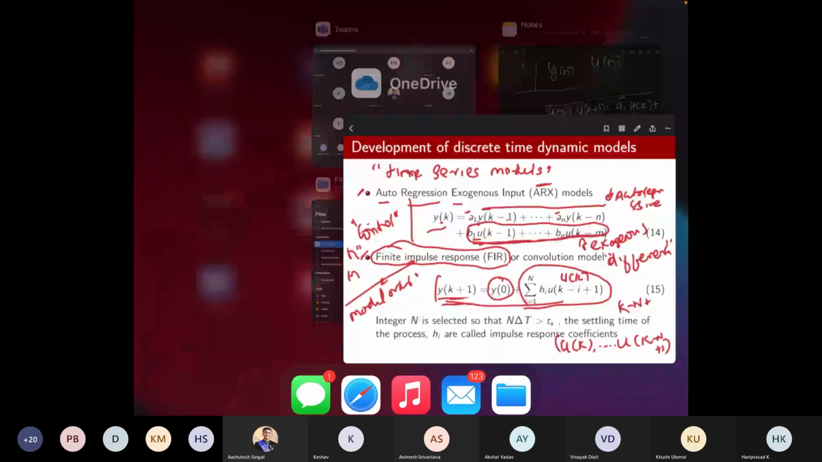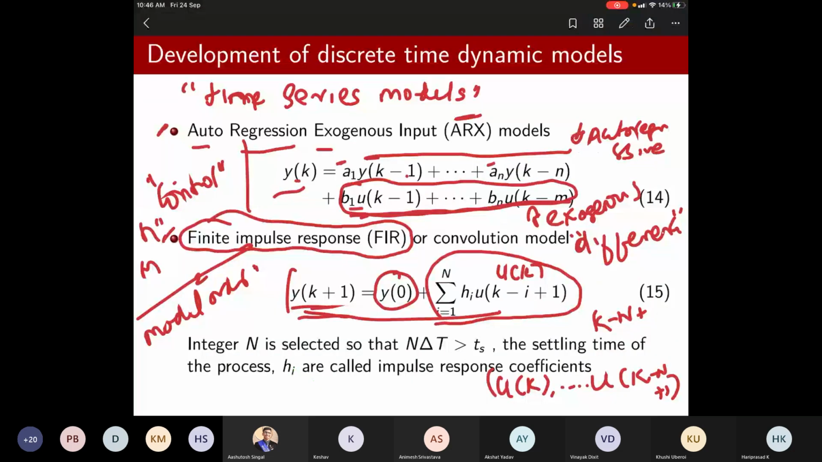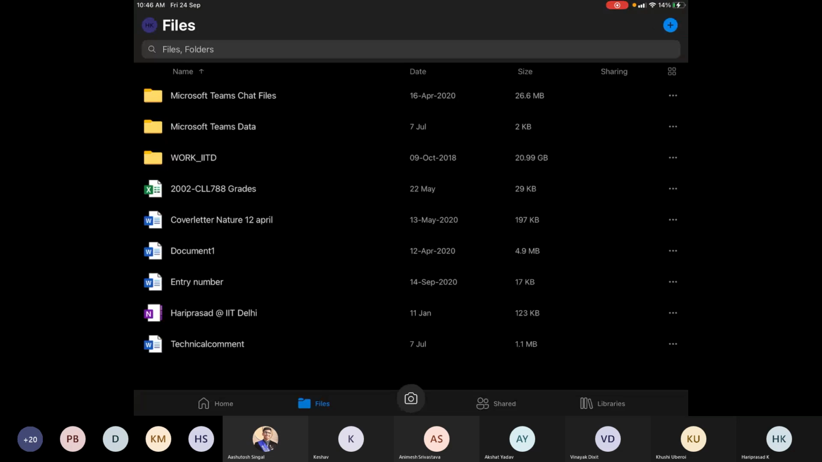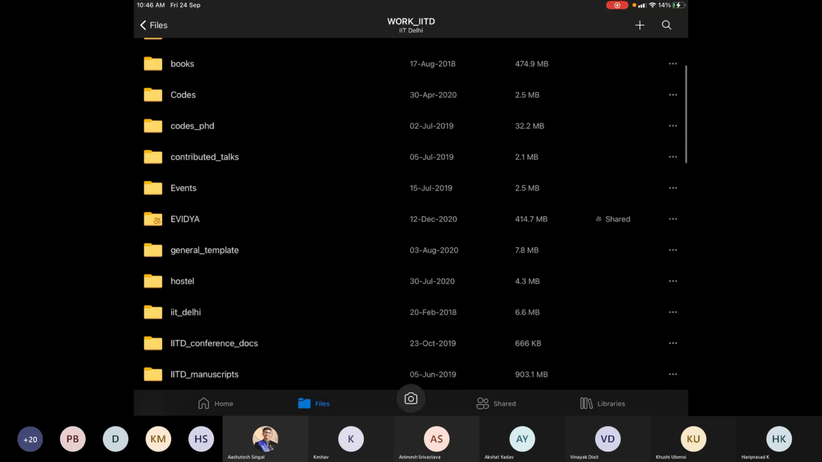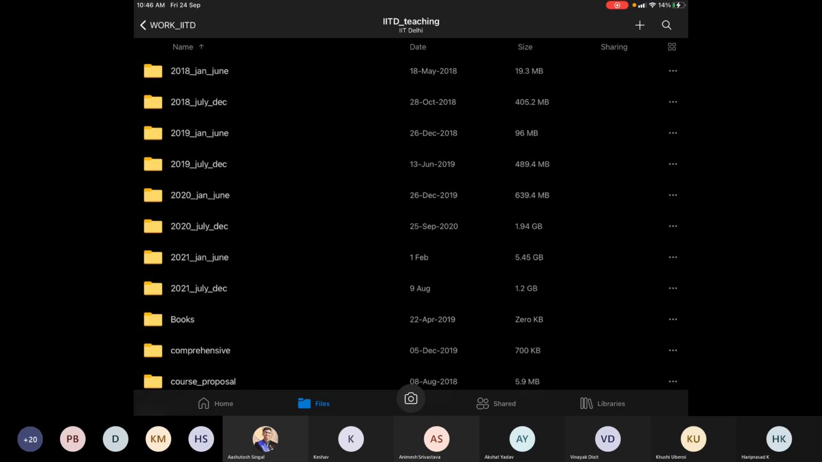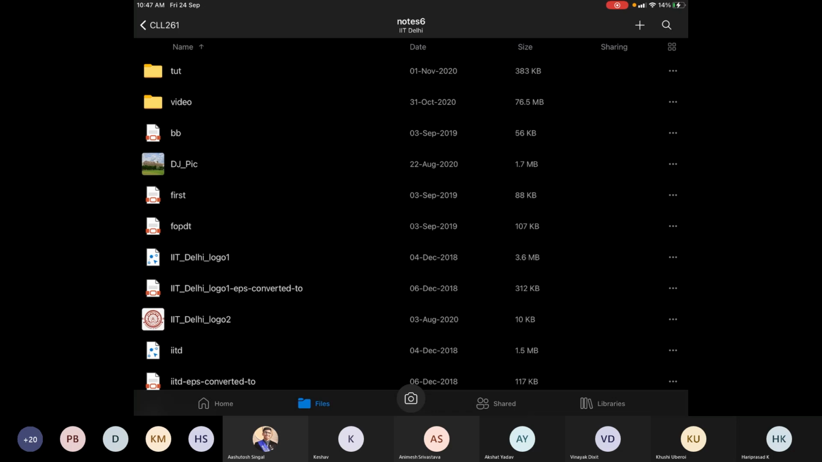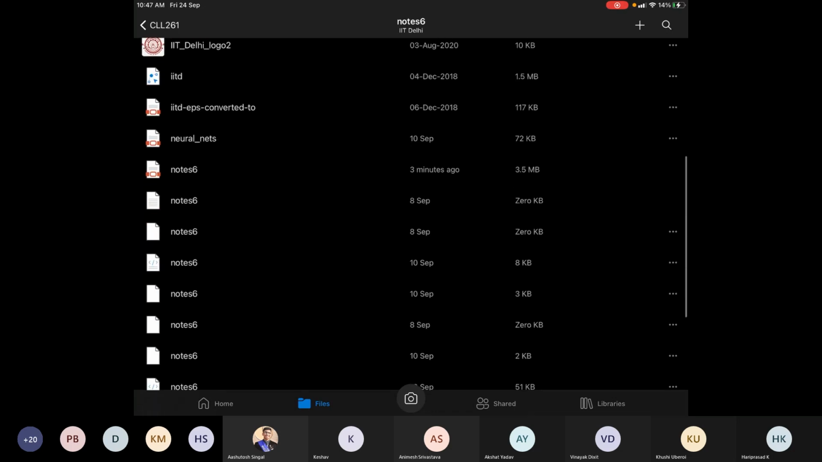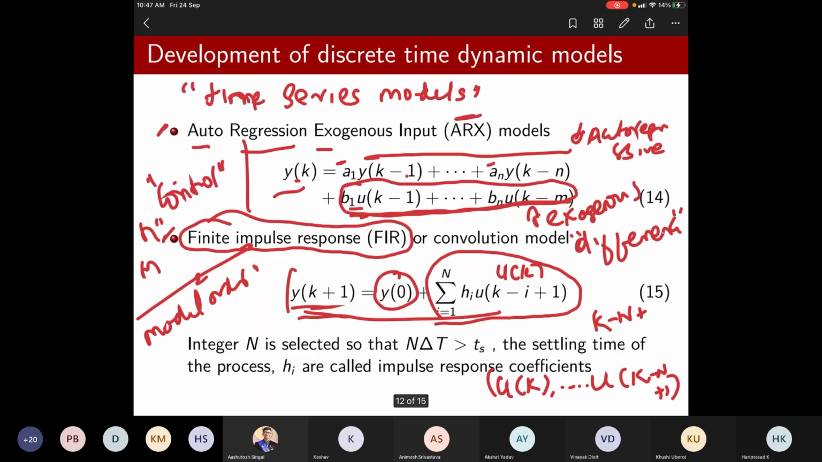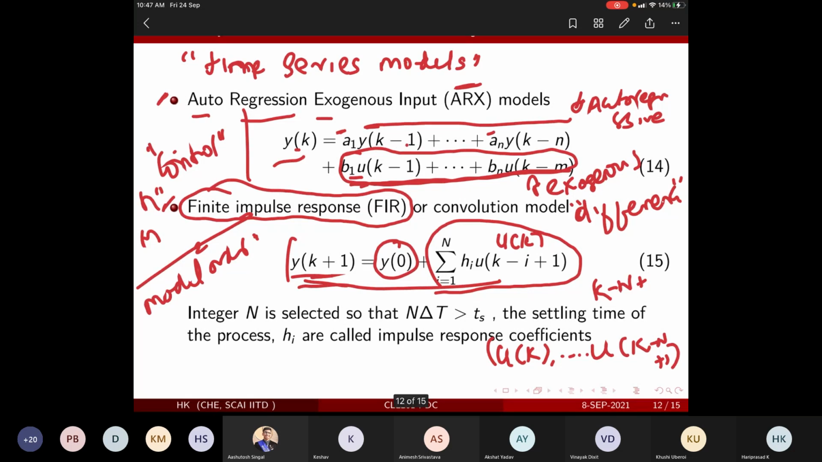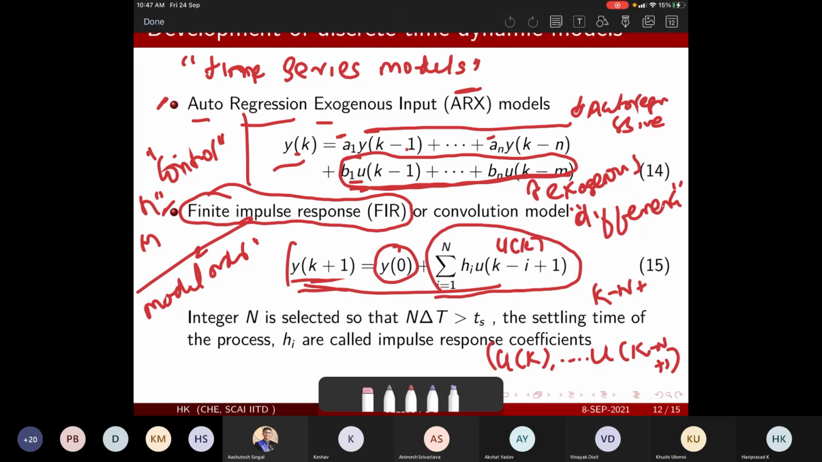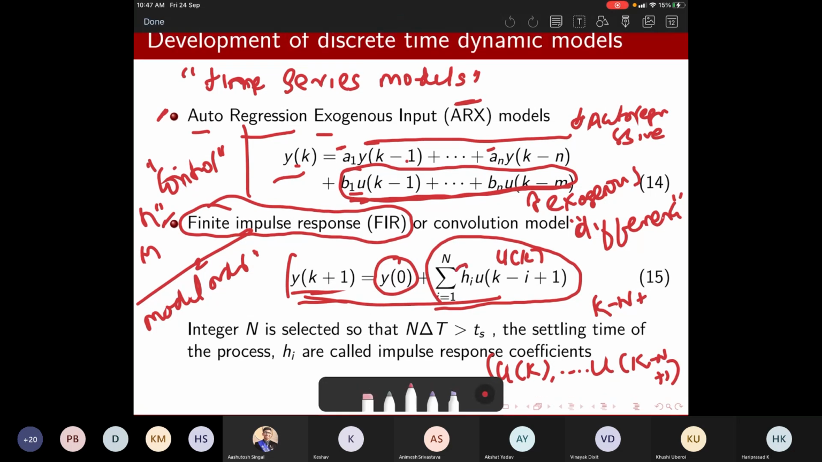Similarly, for the impulse response model, your idea is, see, what is the parameter here? Only one parameter, which is H. There is no A, B here, but you have H. The idea is to figure out what that is. That is the modeling problem.